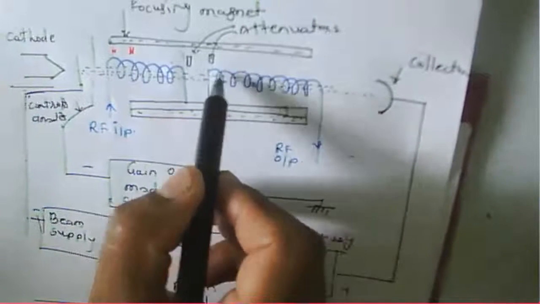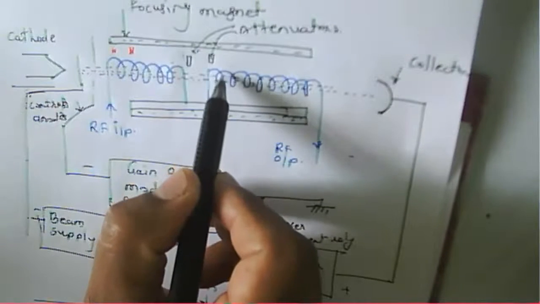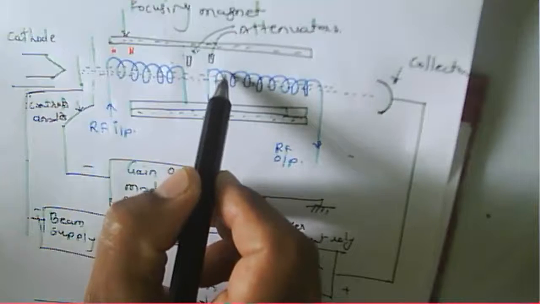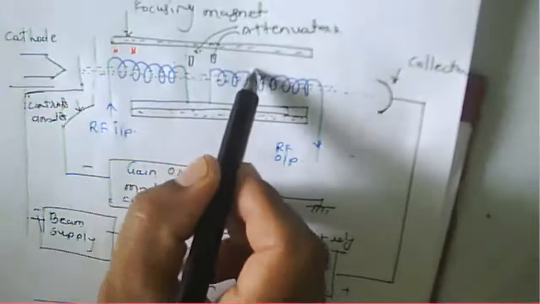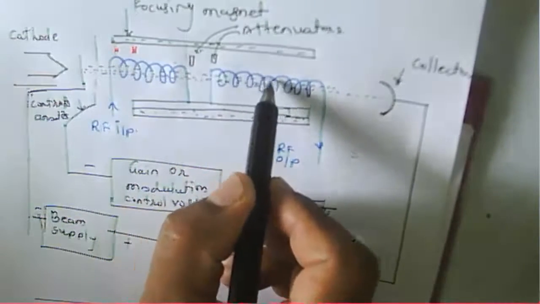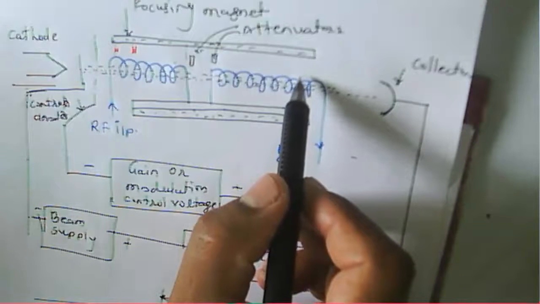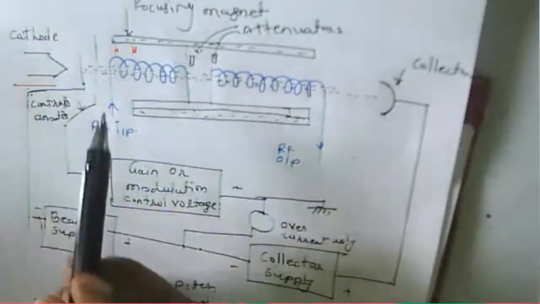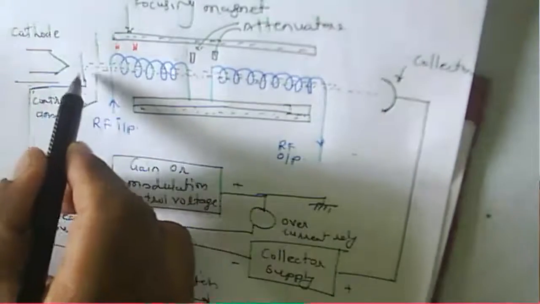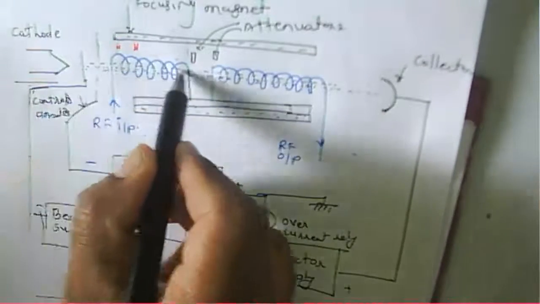Slowly the amplification started. The bunches, whatever electrons are there, provide the energy to this wave, so amplification of this particular wave takes place. And slowly a large amount of amplification takes place there. That's why we consider that the electron is to be focused through this helix.